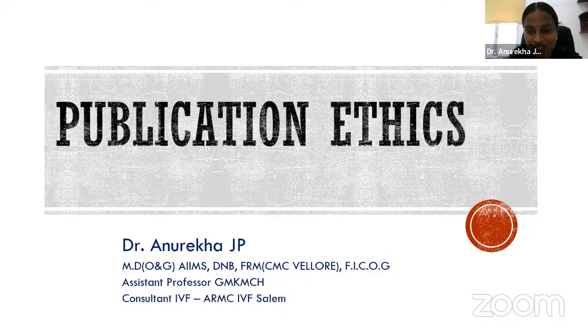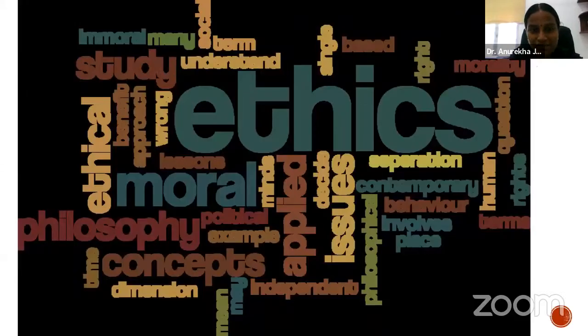I'm talking on publication ethics. What is ethics? When you talk of ethics and morality, you have to talk of immorality, or something which is opposite to ethical and moral principles. Then only you can understand ethics. So I'm going to talk on the things which are against publication ethics, that is, what are all the scientific misdeeds and misconducts. In that way, you can understand what is to be done and what is not to be done.